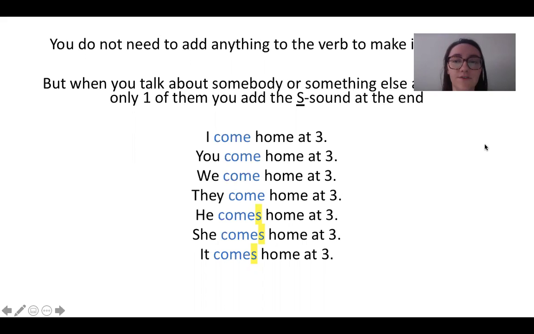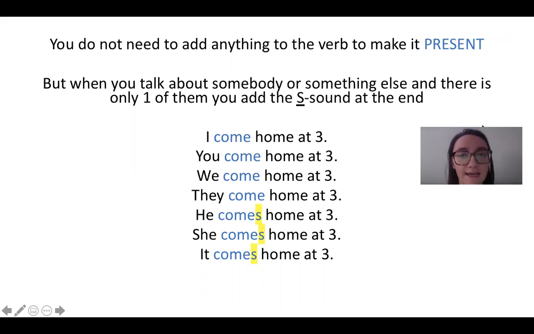So you don't need to add anything to make the verb present in simple present. But if you talk about somebody or something else, and there's one of them, you add the S sound at the end. So if you say "I come home at 3," you say "you come home at 3," "we come home at 3," "they come home at 3." Those are all fine, you don't need to add anything. But in English, we say "he comes home at 3." "She comes home at 3." "It comes home at 3."